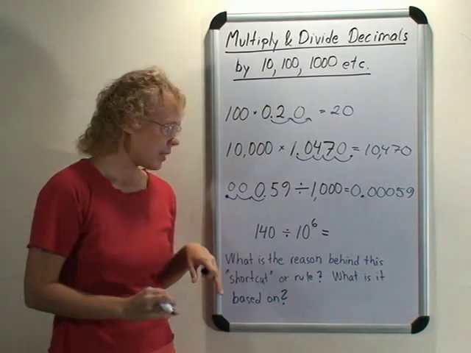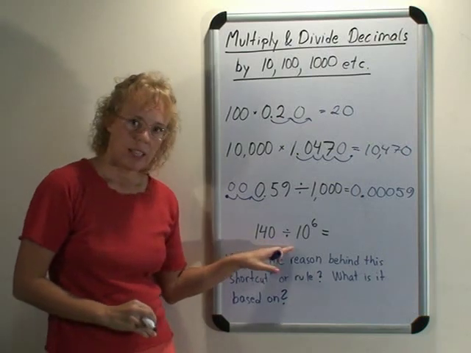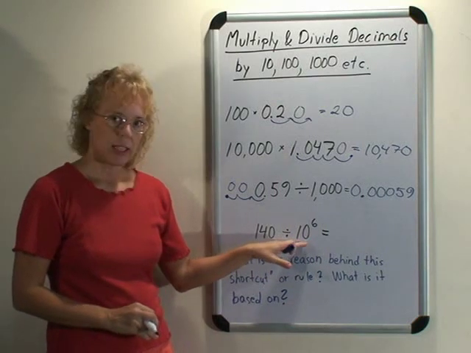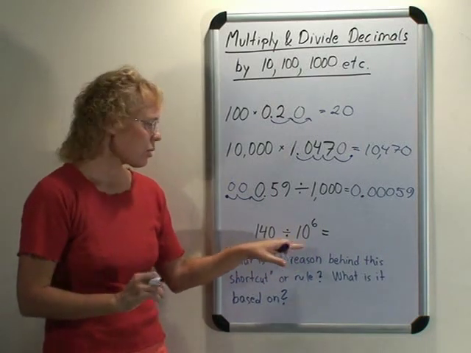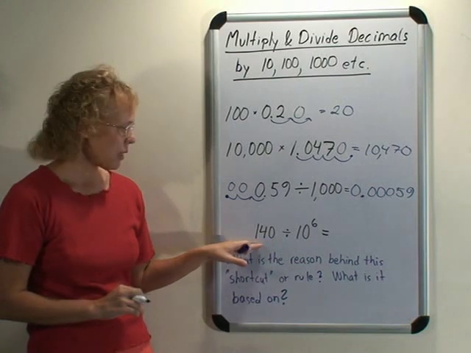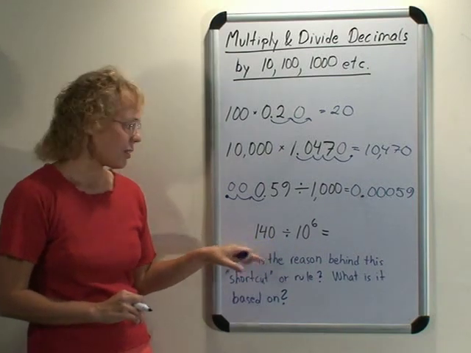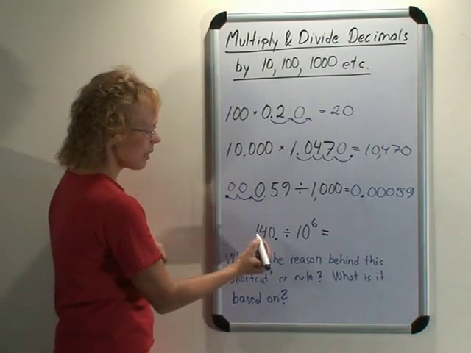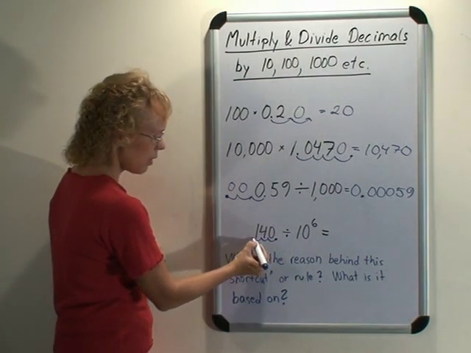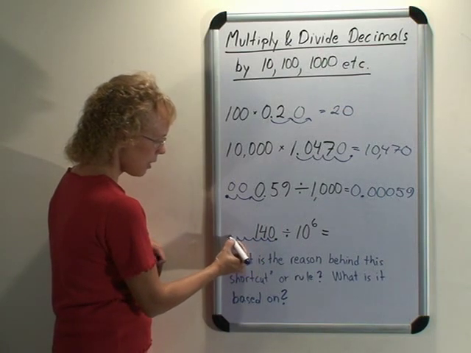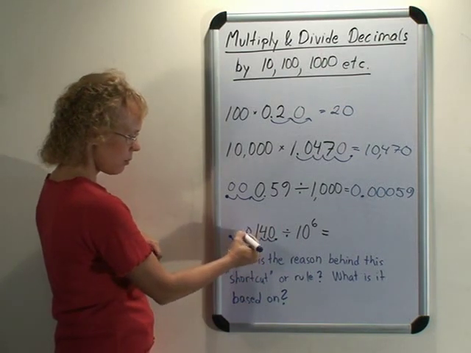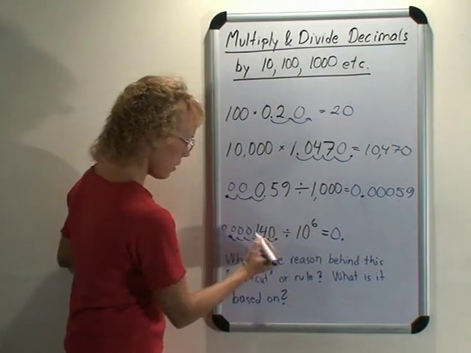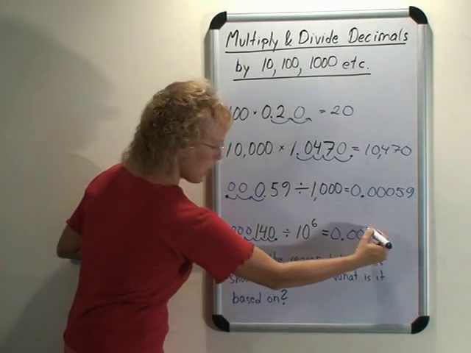My last example is 140 divided by 10 to the 6th power. This number here is actually a million. It has 6 zeros, so we move the decimal point 6 steps. But this number doesn't have a decimal point, does it? You have to think of it being here, and then you move it 6 steps. 1, 2, 3, 4, 5, 6. The decimal point comes here, so we need to put zeros here, 0 point. So 0 point and then 0, 0, 0 and 140.